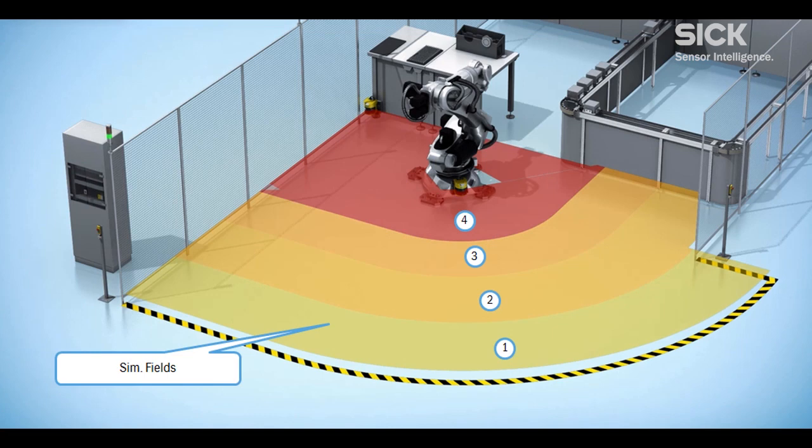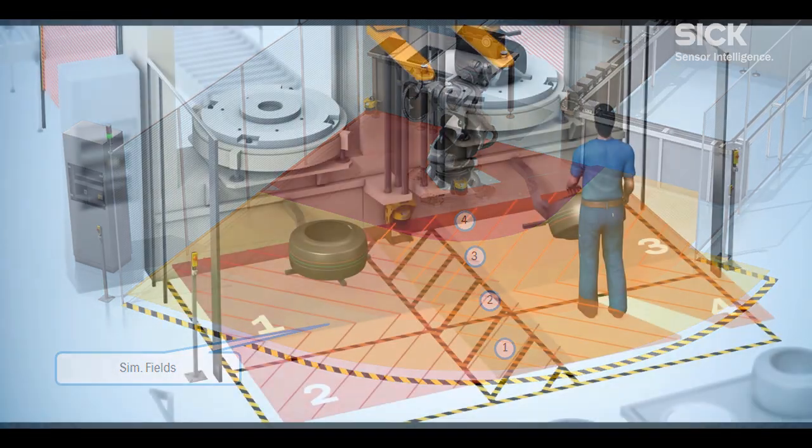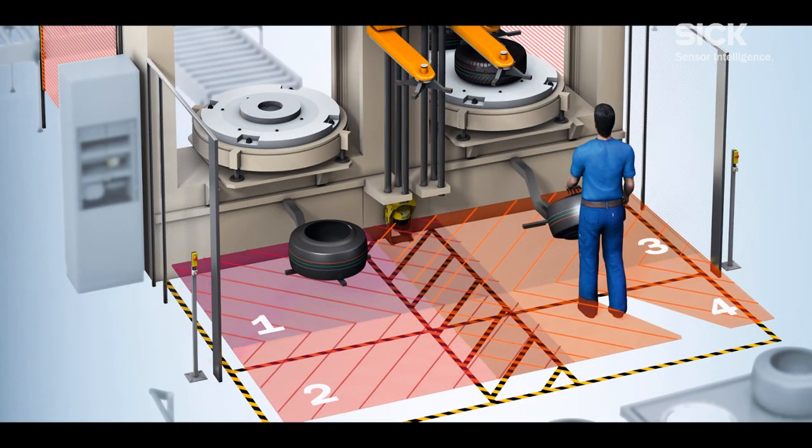The robot will incrementally slow down as a person approaches it. When the field closest to the robot is infringed, the robot will come to a standstill. Another good application for SIM4 safety is tire curing presses. When a person enters field 4, only the right arm will stop. If field 3 is infringed, both the right arm and right curing press will stop, but the left side will continue to operate. These are just some examples of how SIM4 safety can be used to maximize productivity.